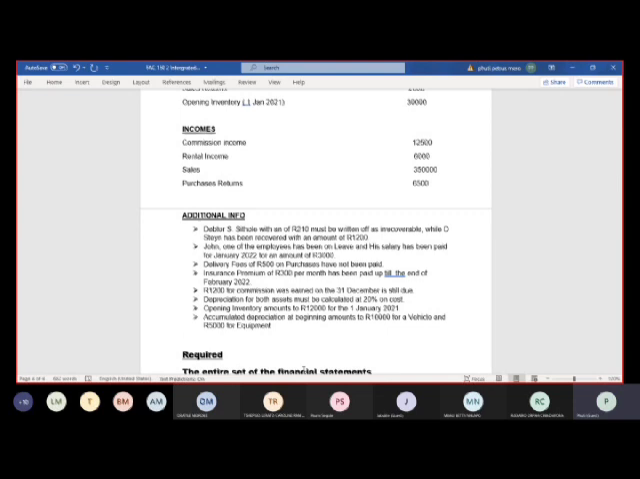Insurance is sorted. We've got 1,200 rand for the commission earned on the 31st of December. What do we do with this one? Accrued income. Financial position is what? Liability, right? No, accrued income. It's trade and other receivables. Assets. Trade receivable. Current assets. It's a debtor, right? Yes. Okay. It looks like we are done with our additional information.